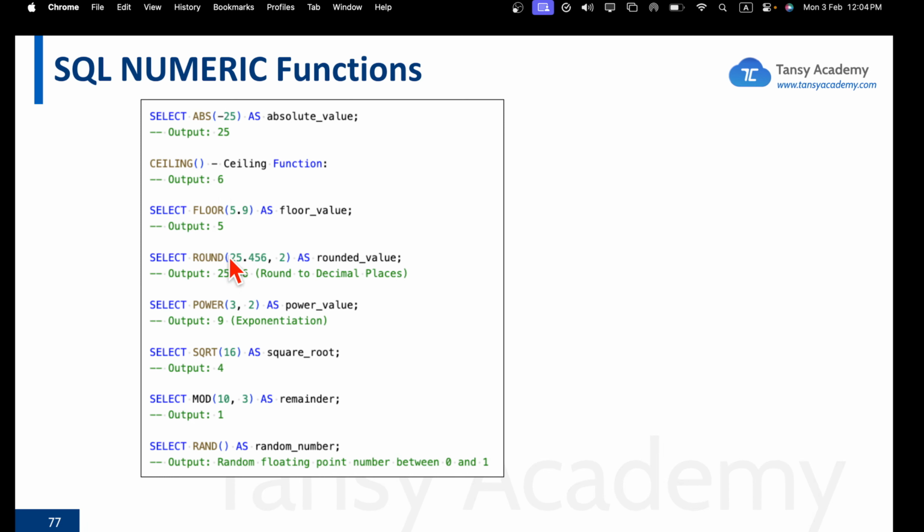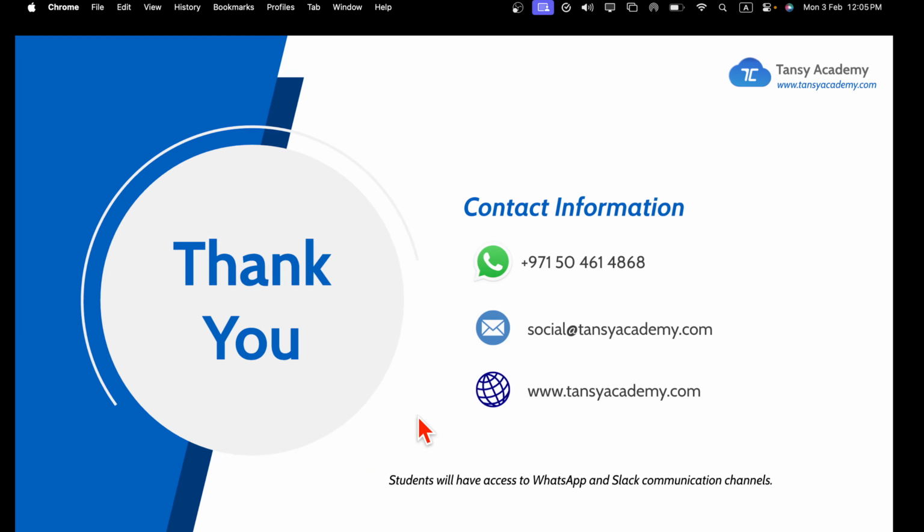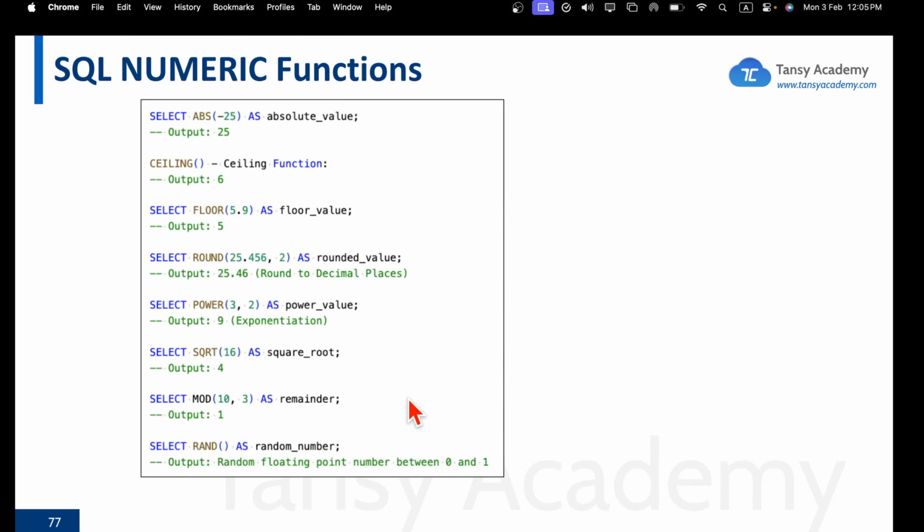This will round to 2 decimals, so you'll get the output 25.46. This will remove the last decimal, but before removing, it will try to round up, using mathematical rounding. Instead of 4.5, it says 4.6 because 6 is greater than 5. This is POWER(3, 2), you get 9. This is the square root of 16. This is the remainder when you divide 10 by 3. And this gives a random number. And that's it in this short lesson on SQL numeric functions.